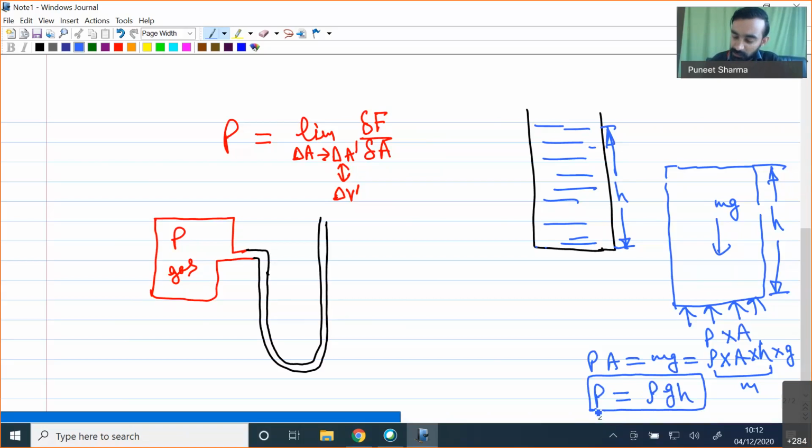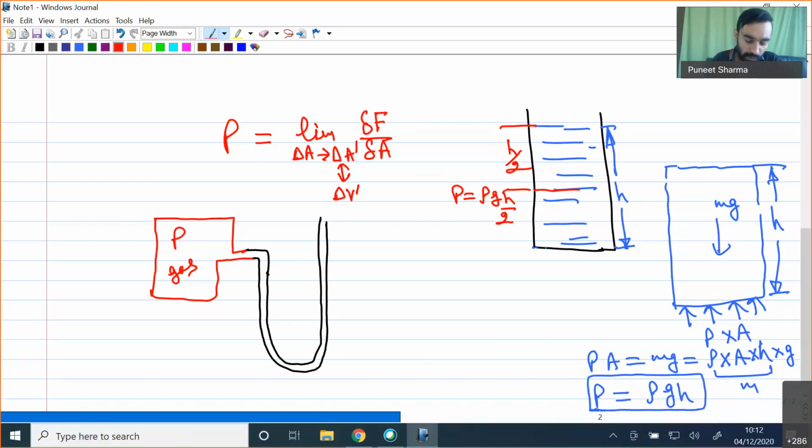So if I have to determine the value of pressure at this bottom point, this will be my value of pressure. If I have to determine the pressure at any intermediate height, say h by 2, then at this particular point my value of pressure will be rho G into h by 2. So it means pressure has a direct dependence on the height. Now we want to employ this principle in order to devise some arrangement for measuring the value of pressure.